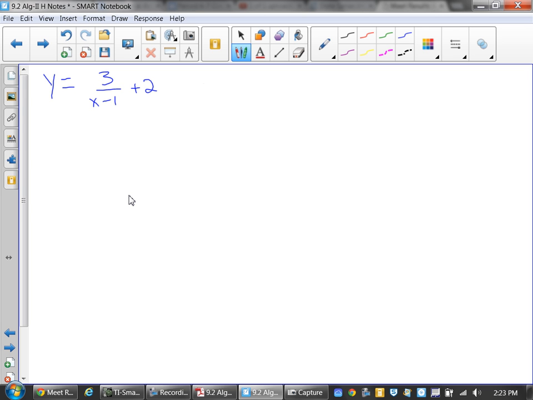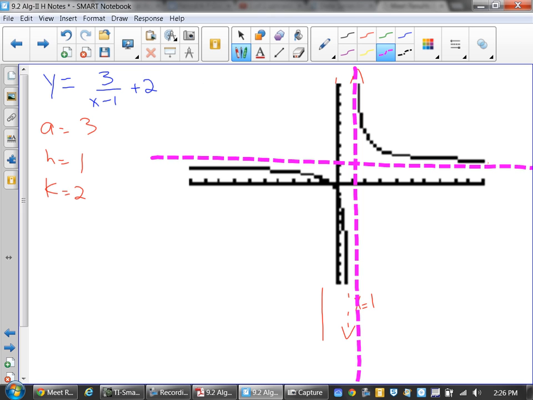I want you guys to try one more. Remember, you need to identify horizontal and vertical asymptotes, fill in where your curve is going, and give me 2 sets of ordered pairs on both curves. It should be really, really, really easy. Where does the asymptote lie? The y-intercept.